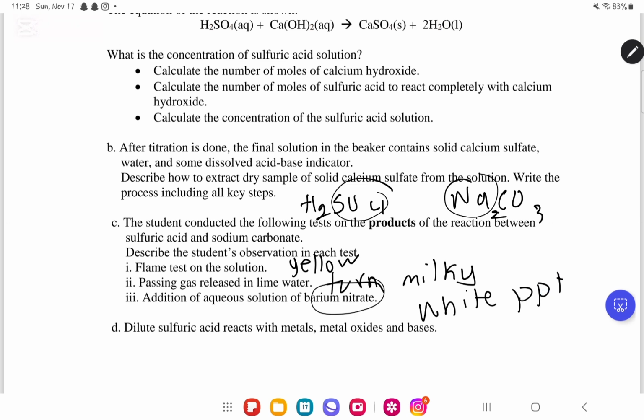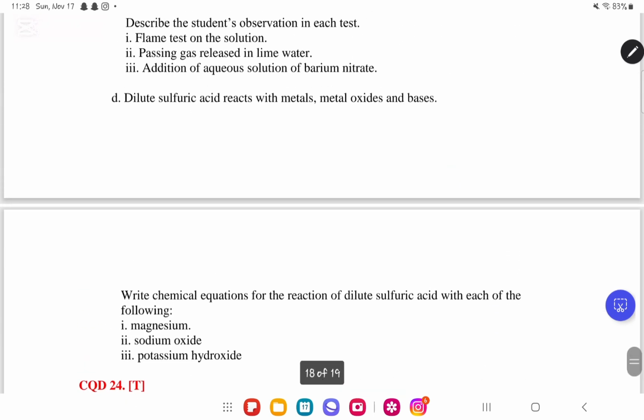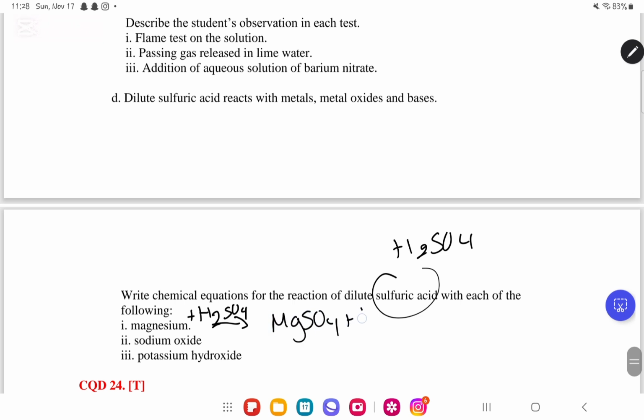Now, part D, dilute sulfuric acid reacts with the metals, metal oxides, and bases. Write the chemical equations for the reaction of sulfuric acid, which is H2SO4, with magnesium. Just do magnesium plus H2SO4. It will give us MgSO4 plus H2. Then sodium oxide plus H2SO4 will give us Na2SO4 plus H2O. And then finally, potassium hydroxide plus H2SO4.